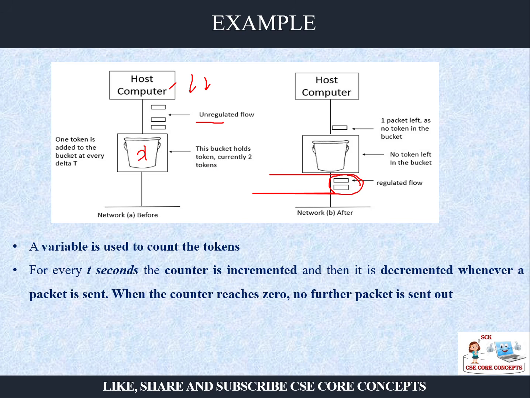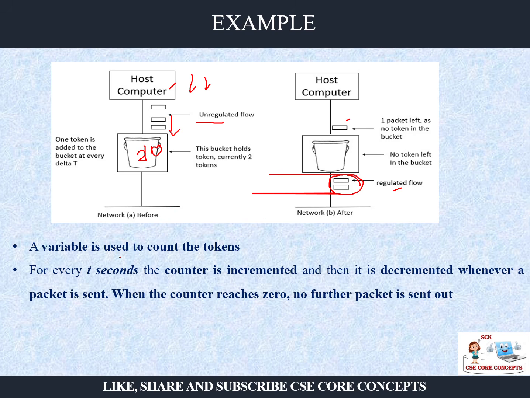Let us assume it has only 2 tokens, and therefore only 2 packets can come. When the first packet comes, the token count decrements, so the token becomes 1. And when the second packet comes, the token decrements further, it becomes 0. So there are no tokens left for the third packet. In this case, this packet either has to be dropped or it can be enqueued to wait until further tokens are added to the bucket. So this helps for a regulated flow.